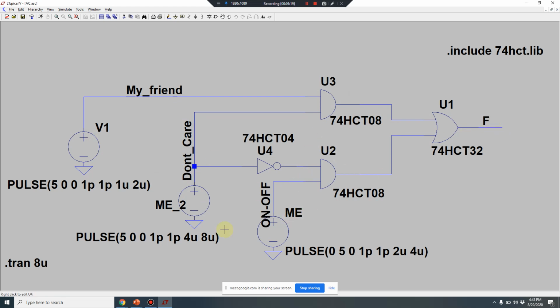Okay, so this is the circuit which can implement this problem statement. When I switch it on and don't care is off, the on and off will be controlled through this AND gate and this OR gate. So the fan will be switched on and off based on my on off switch command. At the same time, when I put it to don't care, my switch will be disabled, whereas my friend's switch will be enabled with this AND. So now he can do the on off.